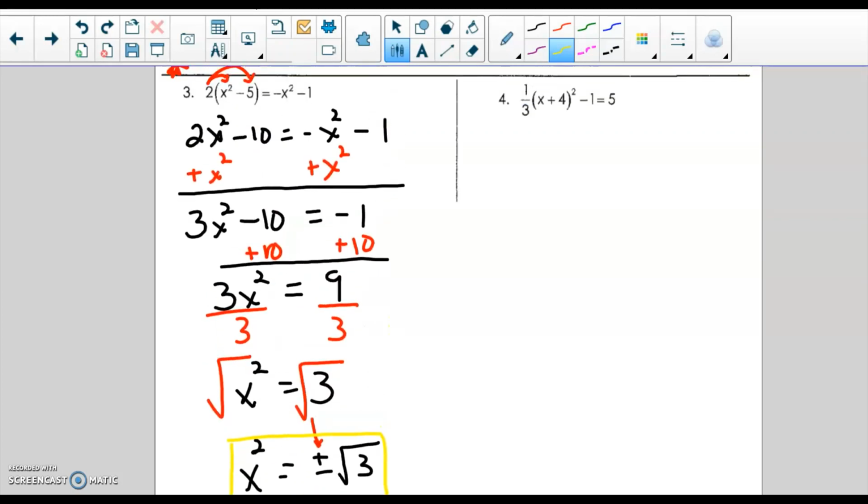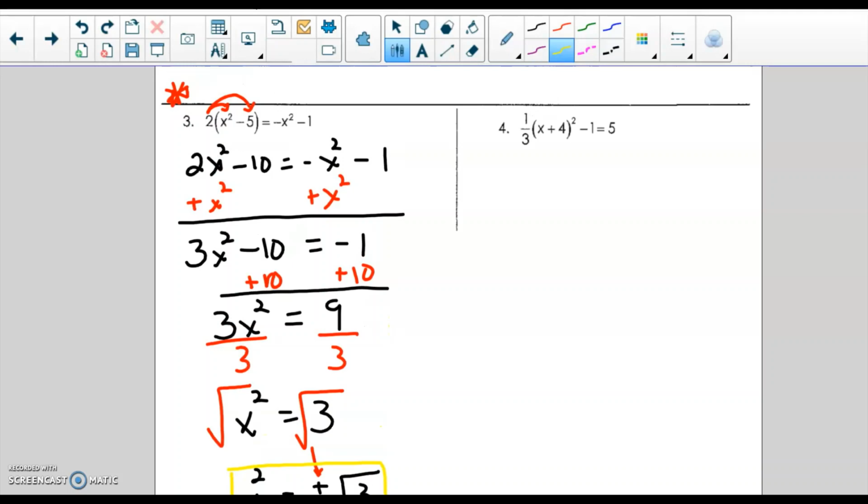Remember, you can pause the video at any time. You can replay this video at any time. I'm going to keep on trucking through problem number 4. And we're going to write up here, just to remember the order in which to do things. So is there any addition, subtraction outside the parentheses that we can do? Yes. We can add 1 to both sides.